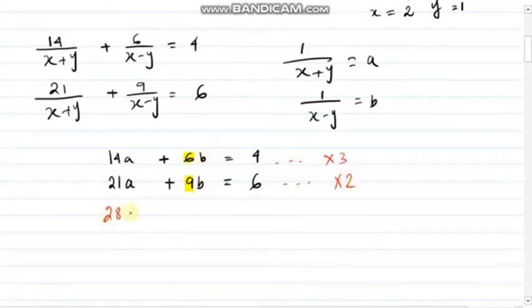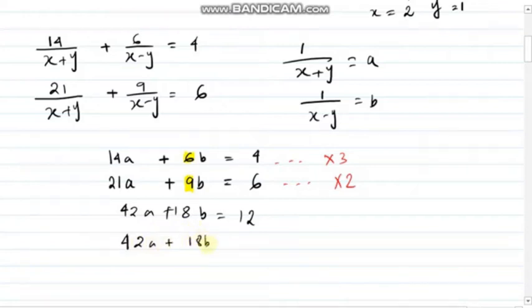Sorry, it's my mistake. I will multiply the first equation by 3. So it will be 42a plus 18b equals 12. And the second equation, multiplied by 2, is 42a plus 18b equals 12. Can we solve these two equations? Just check, the same equation is coming, right?